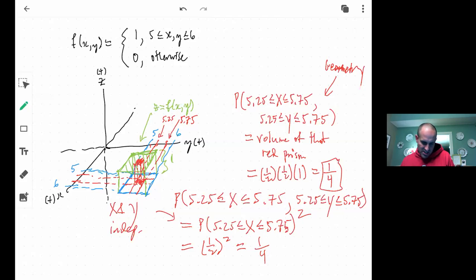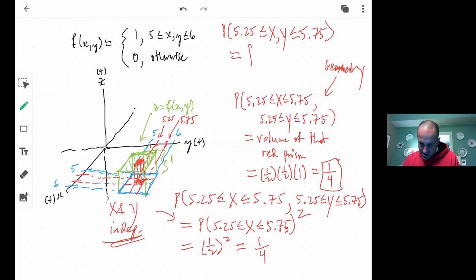Okay, here we used independence and just the marginal things, but we could have also done integration. Please permit me to use some shorthand notation here. I could write the probability that both x and y are bigger than or equal to 5.25, and both less than or equal to 5.75. And I could actually double integrate.